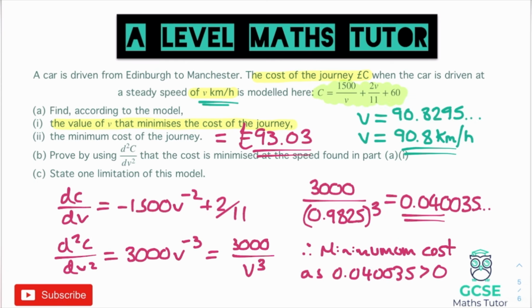Okay, so let's have a look at the last part of this question. Part C here says state one limitation of this model. Now this is where we're going to be thinking about real life, and this question here is about driving a car. And of course what we worked out is that in order to achieve our minimum cost, we would have to drive at 90.8 kilometers per hour for a steady speed for our entire journey.